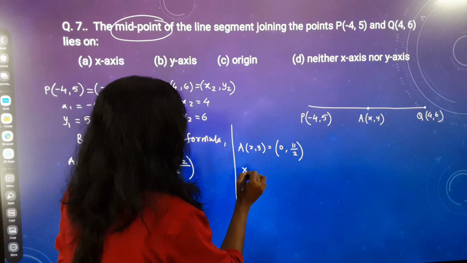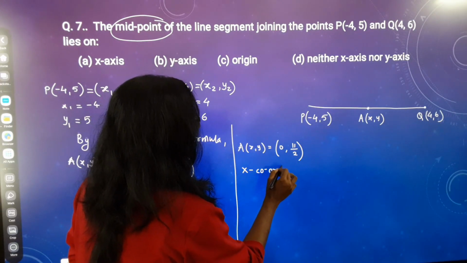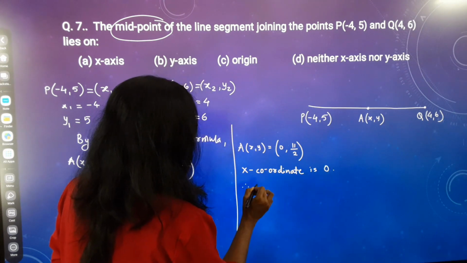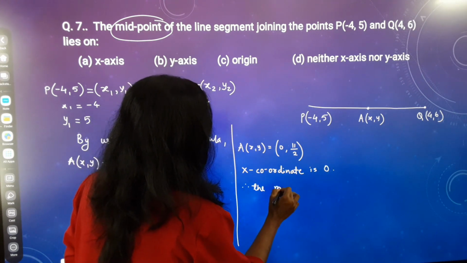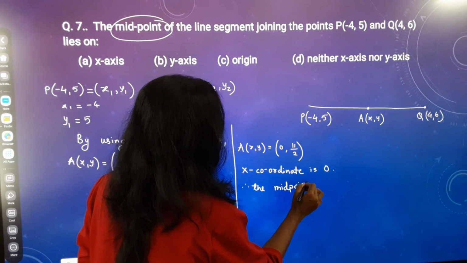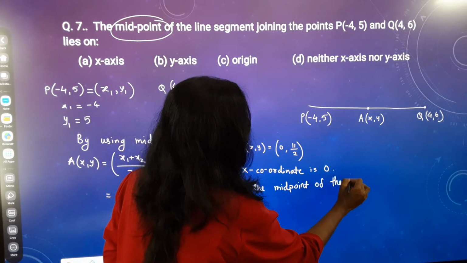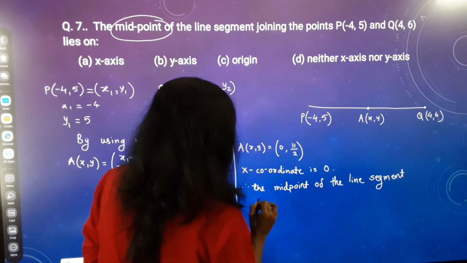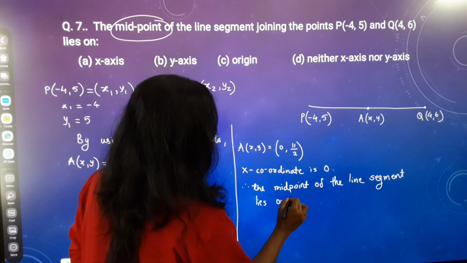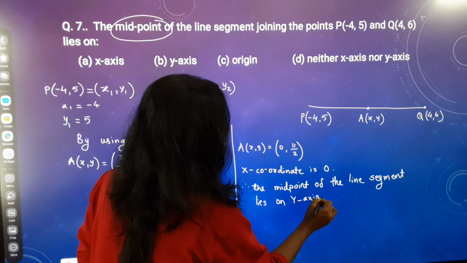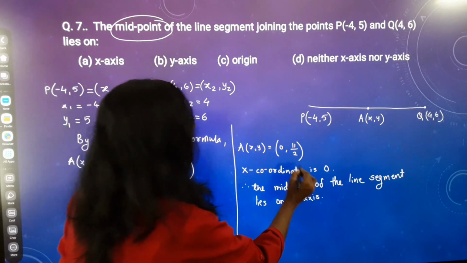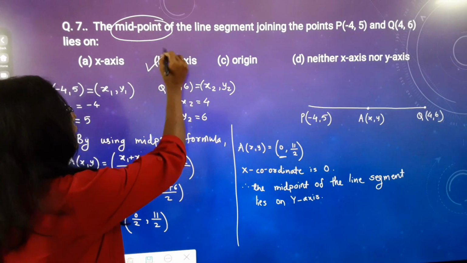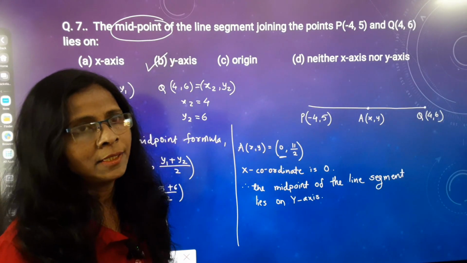Now here the x coordinate is 0, therefore the midpoint of the line segment lies on the y-axis. It lies on the y-axis because the x coordinate is 0. So the correct option is B, y-axis.